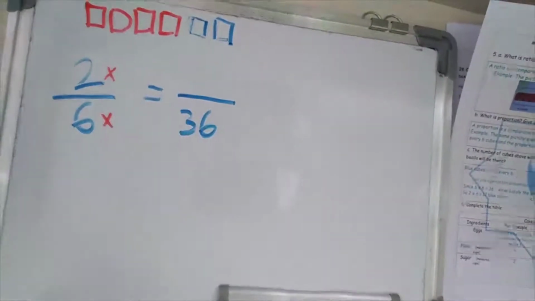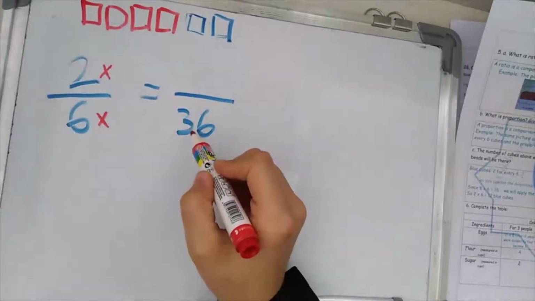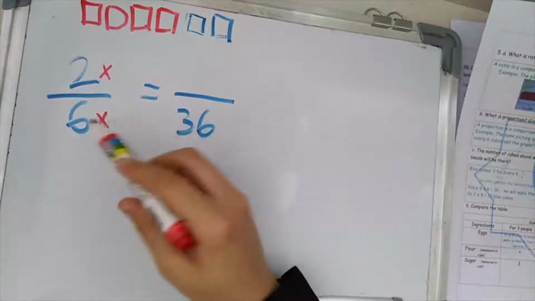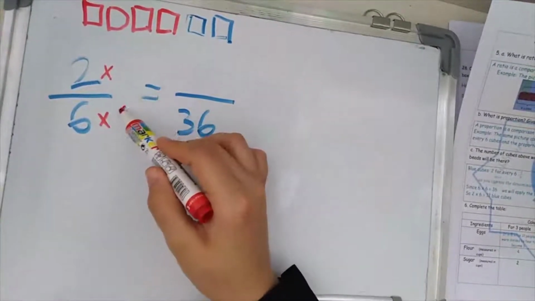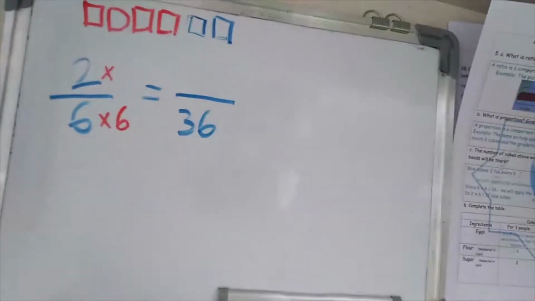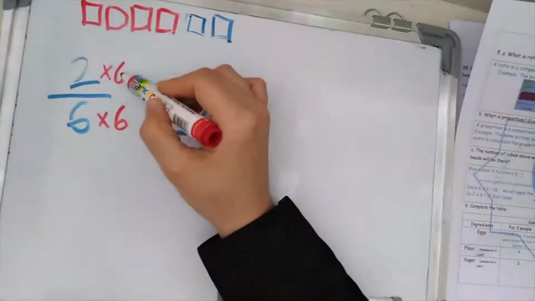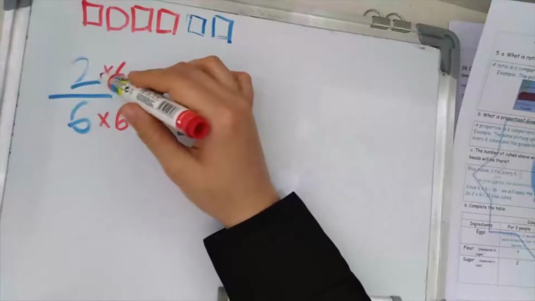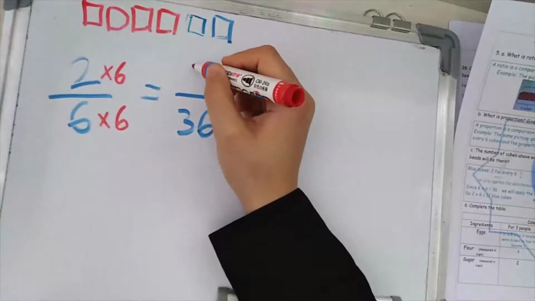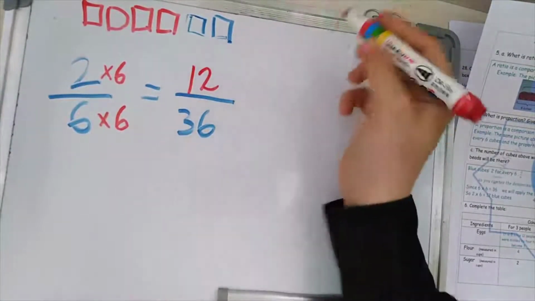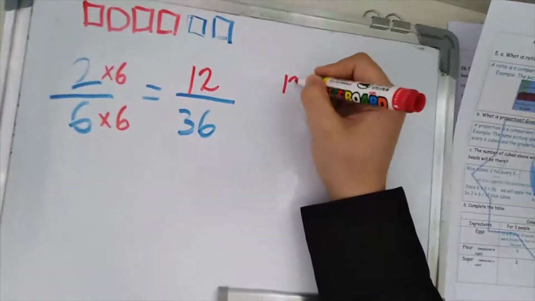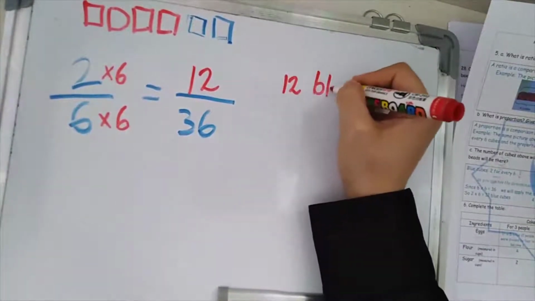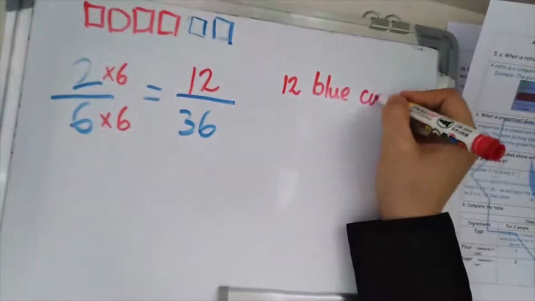Why did I choose multiplication? Because as you can see over here, 36 is greater than 6. That's obviously being multiplied by 6. So I should multiply by 6 up there as well. 2 times 6 is 12. So when I have 36 cubes, I will have 12 blue cubes by then.